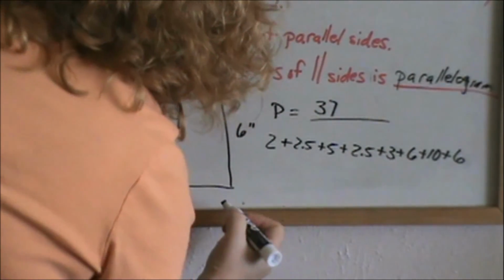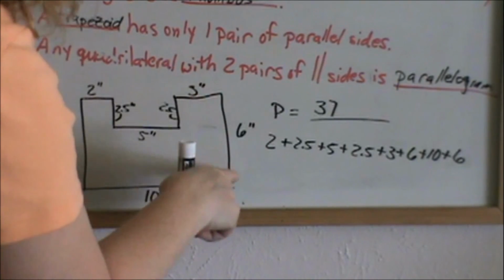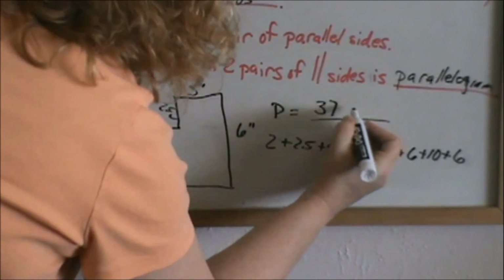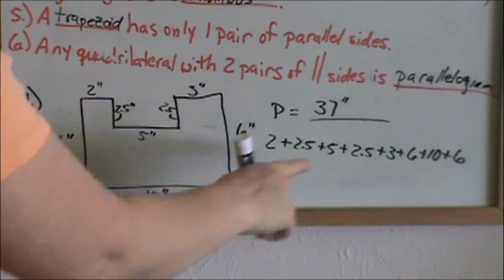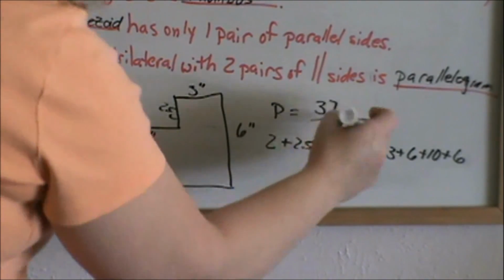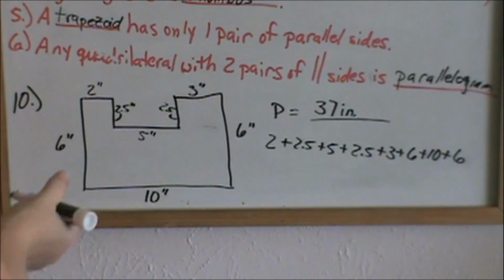Units are always important. Perimeter is a distance, so it's just a unit, not a square unit or a cubic unit. It is just inches, feet, yards, meters, centimeters. So it's very important. You can either use a symbol for inches, or you can abbreviate inches, or you can write out the word inches.